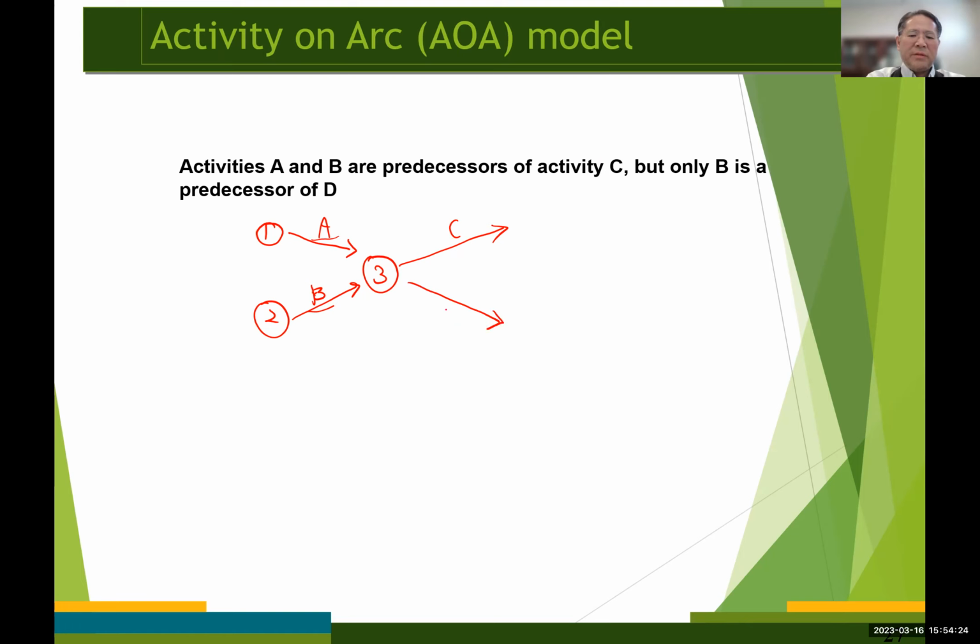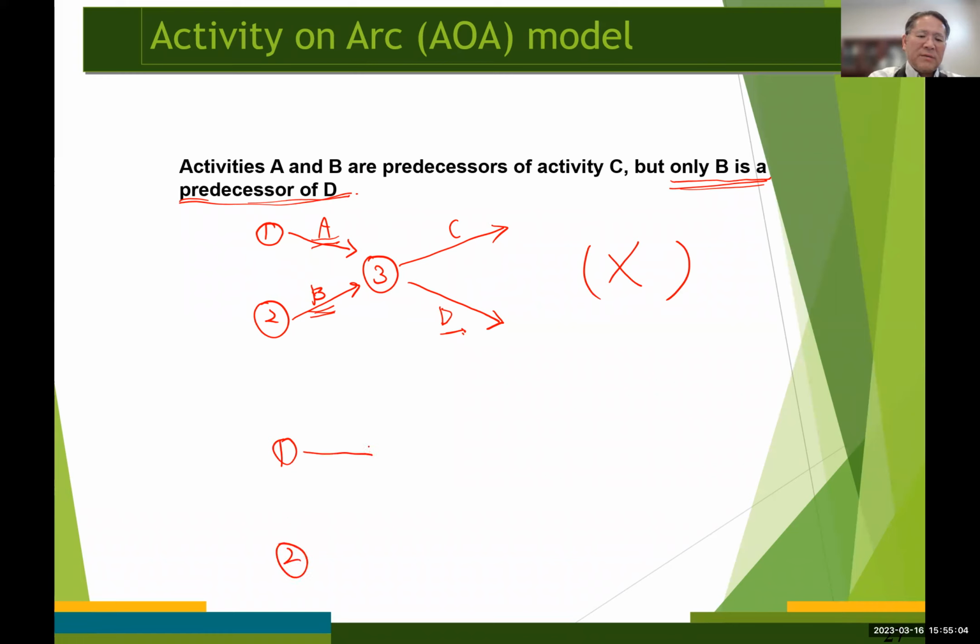What if you have D down here? In this case, again, both activities A and B are the predecessors of D, right? However, it does say only B is a predecessor of D. So this diagram doesn't satisfy the second part of the condition, right? So this is wrong. In this case, again, we introduce a dummy activity with zero duration to satisfy both conditions, okay?